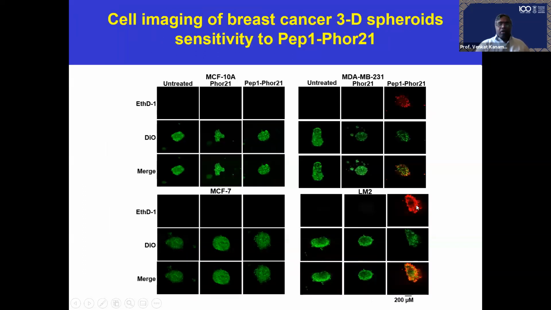We also did this by immunocell imaging. Red color indicates cell lysis. So when we treated with PEP421, only 231 and LM2, you see the red color indicating cell lysis, whereas MCF7 and non-tumor MCF10A are negative.